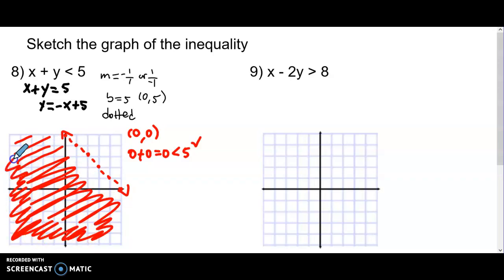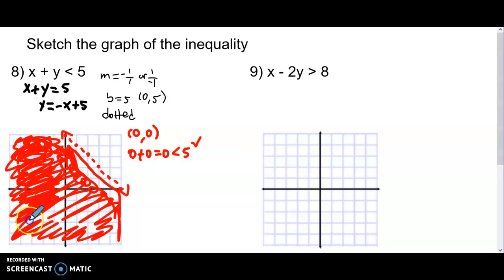So anything in here, any point in here, should be a solution. So everything down here should be shaded. So if you're confused with the inequality symbol as far as what you have to shade, please always pick a point and test it. Always. Always. All right, so this is showing all the solutions to that inequality. And if you choose something here, it should not be working.